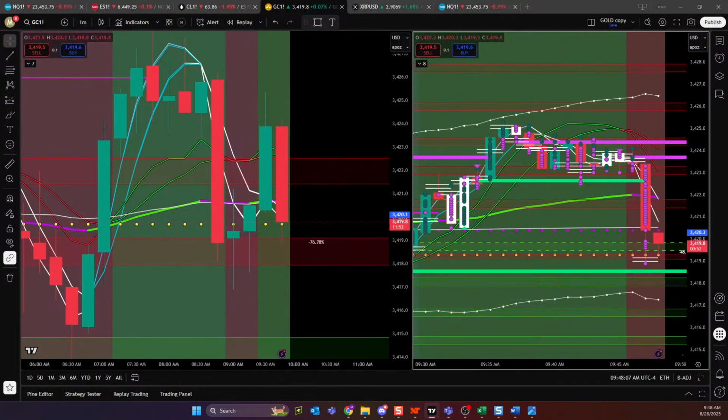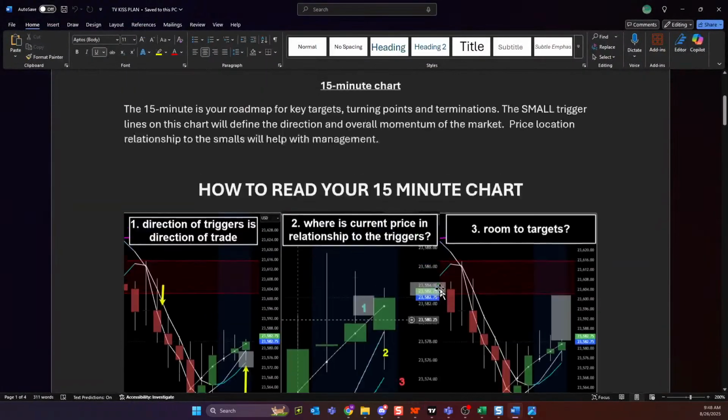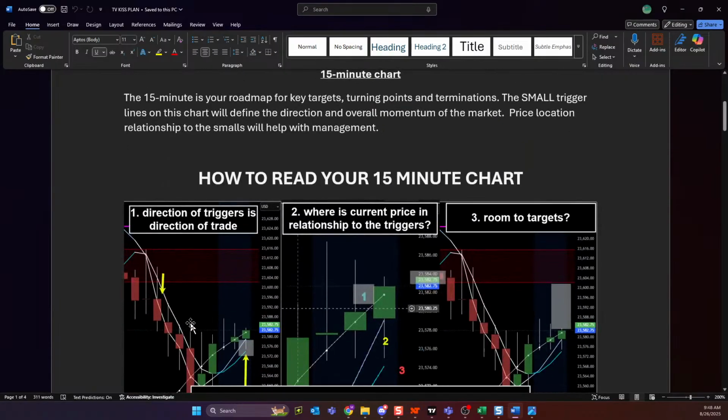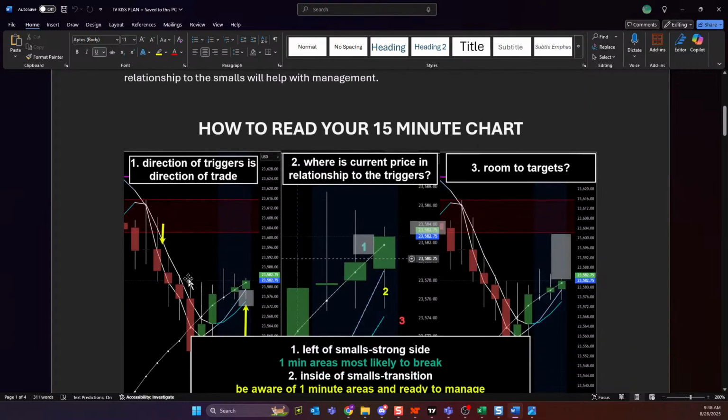If you're brand new, it's not going to make perfect sense. You're going to have to study this. You're going to have to practice this. One of the things I did in the TradingView KISS plan is I created a couple workspaces that take the large triggers off of the big chart because you don't need them. It's all small triggers. It also took the colors off of the charts because if you're a Renko bar user, you're going to get caught up on that background color instead of the triggers to define direction.